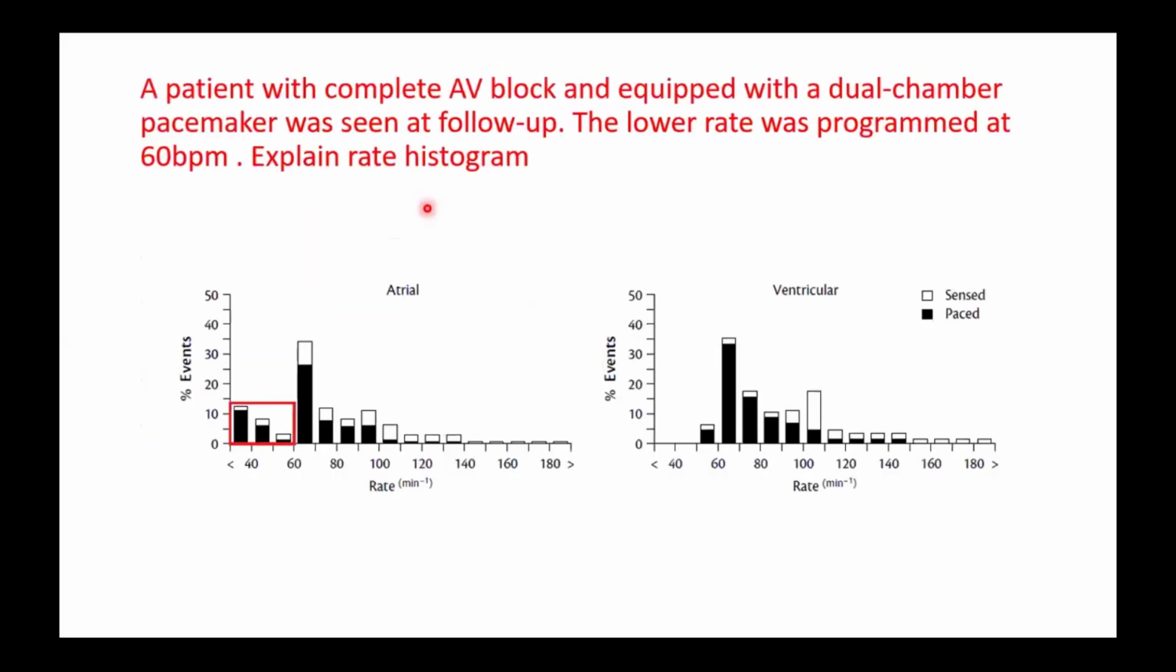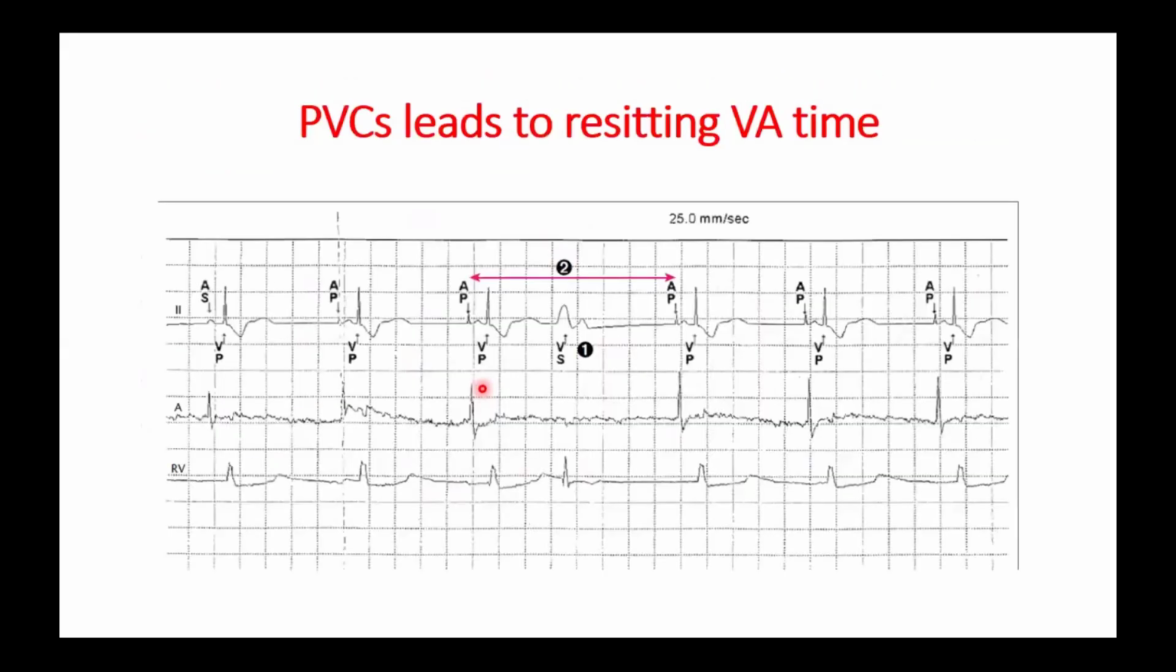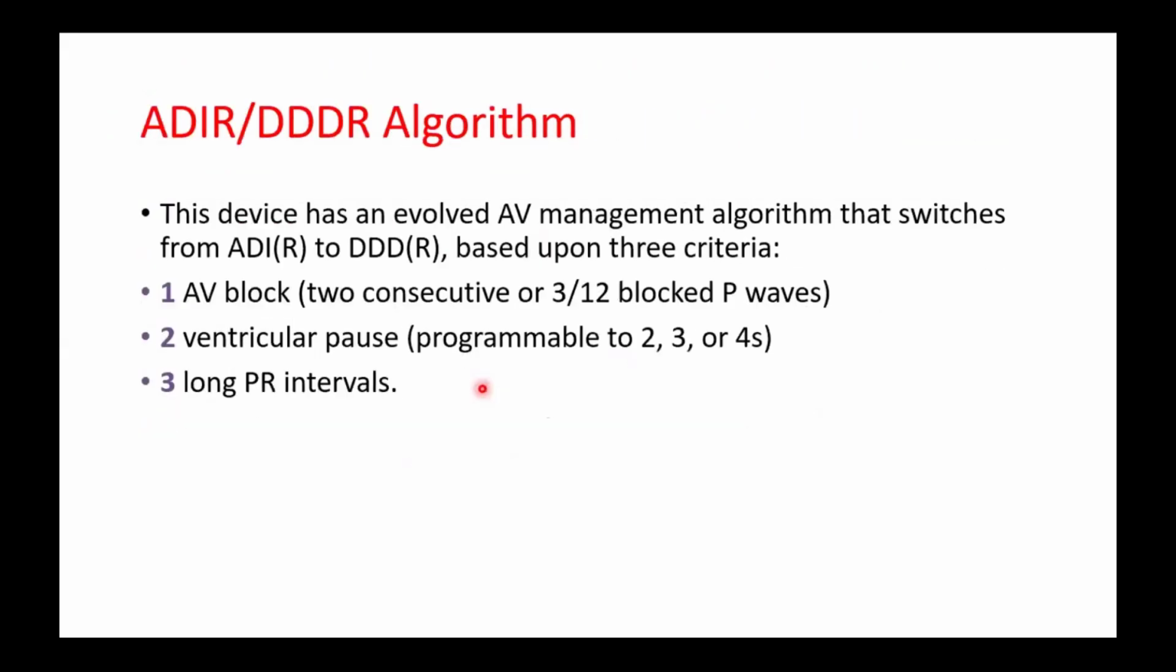So this may be important: when you notice in the rate histogram there is atrial pacing lower than the lower rate interval, search for PVCs, either in the ECGs or during interrogation.